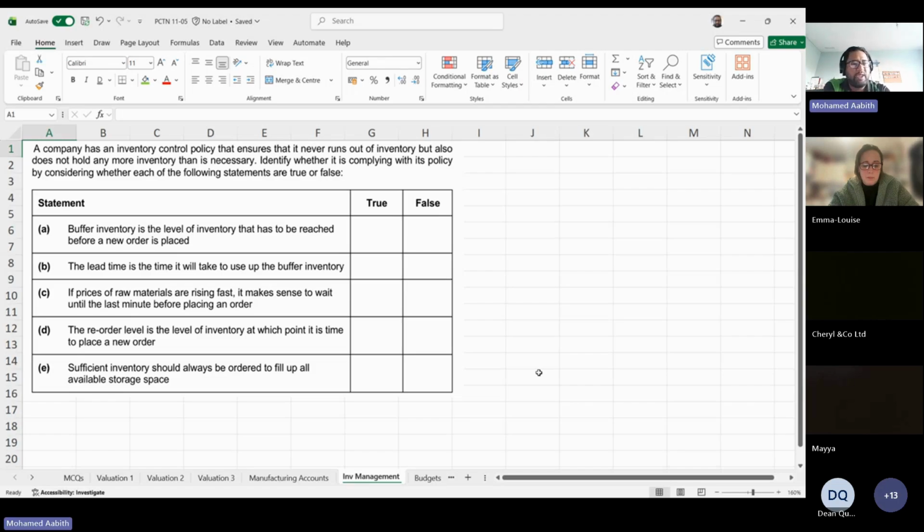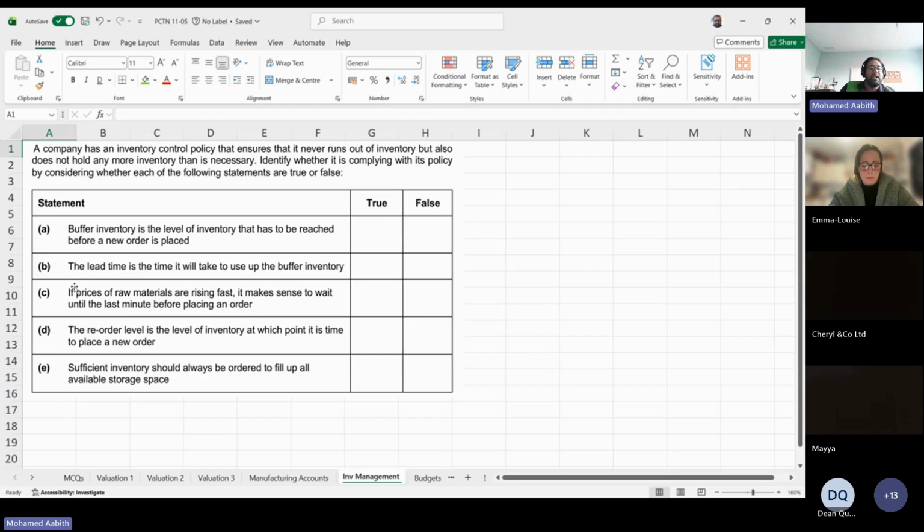First one: buffer inventory is the level of inventory that has to be reached before a new order is placed. So remember, is it where you want to reach the buffer inventory? No. Buffer inventory is the absolute minimum. That means you don't order when you reach the buffer inventory. You reorder when you are at the reorder level, which is slightly higher or a lot higher than the buffer inventory. Buffer inventory is your reserve. You don't go in there. So that statement is false.